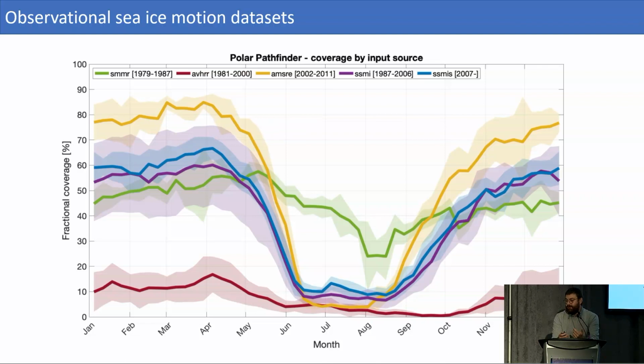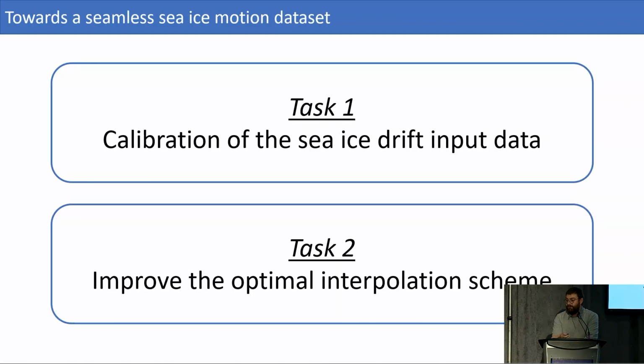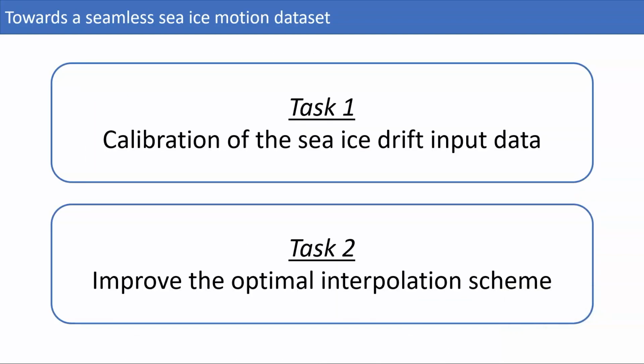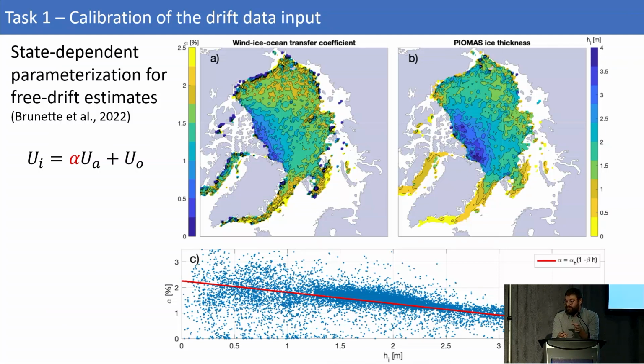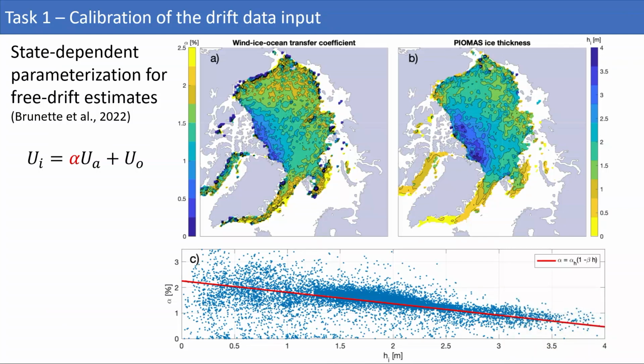And therefore, an exercise such as the Polar Pathfinder blended dataset has to make an assumption or fill the blank, which can be done with free drift estimates of sea ice motion, but as you'll see later, the free drift estimates used by the NSIDC have a very important slow speed bias. So these are some of the things that we addressed. Aiming to improve these merged sea ice motion datasets, we defined two tasks. Task one, calibrate the different inputs that go into the construction of these datasets, and task two, improve the optimal interpolation scheme itself.